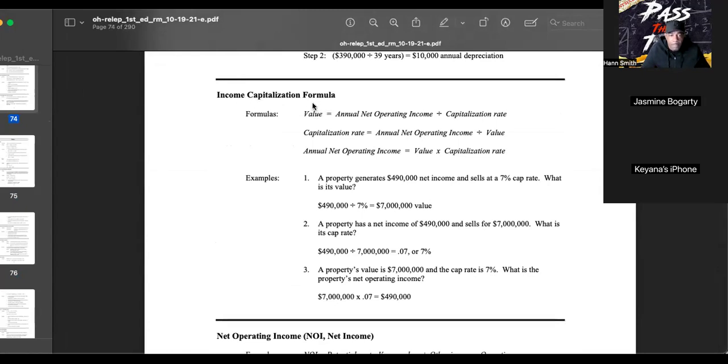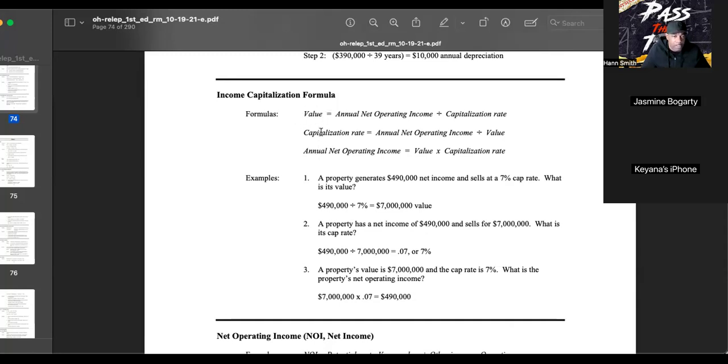All right. Income capitalization formula. Annual net operating income divided by the value. Okay, hold on. Let's see here. Value, annual operating income. This is what we're trying to do because, remember, they say we're appraising it. So here's the formula that we're going to use.